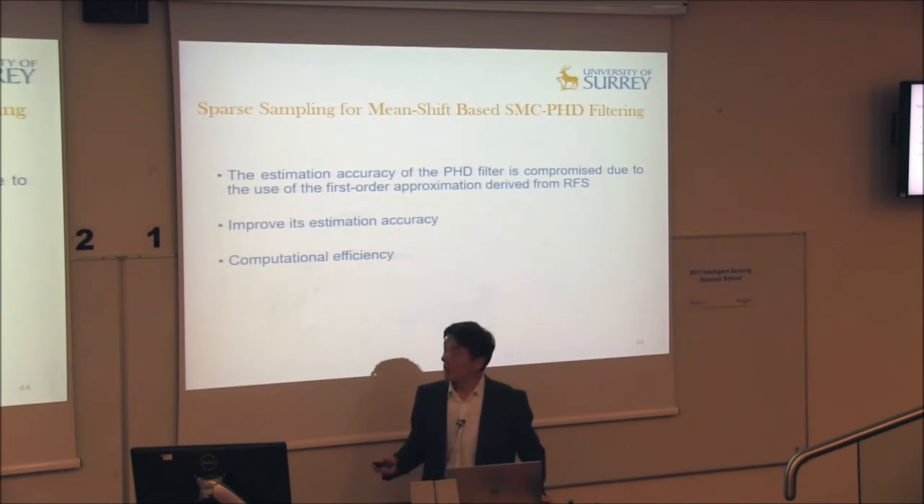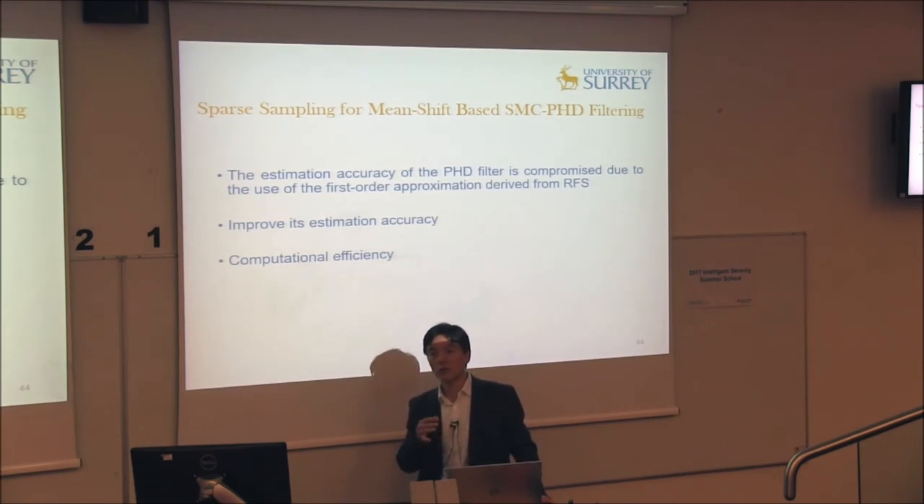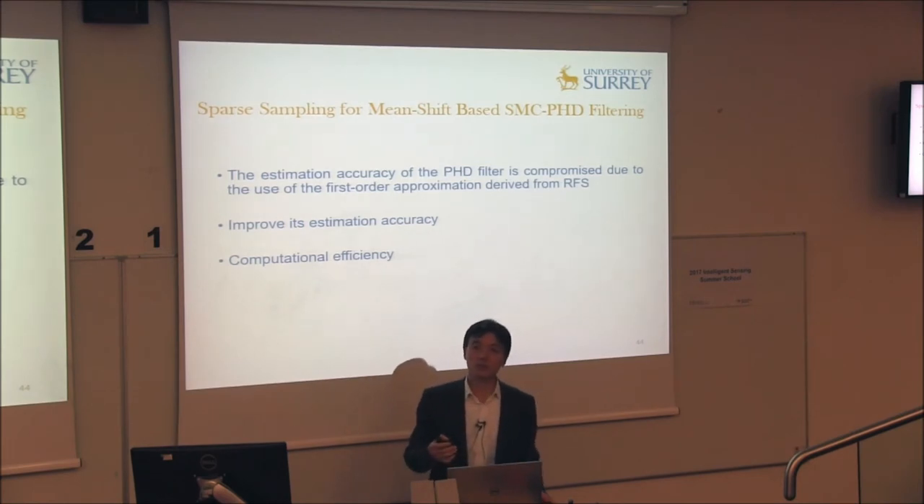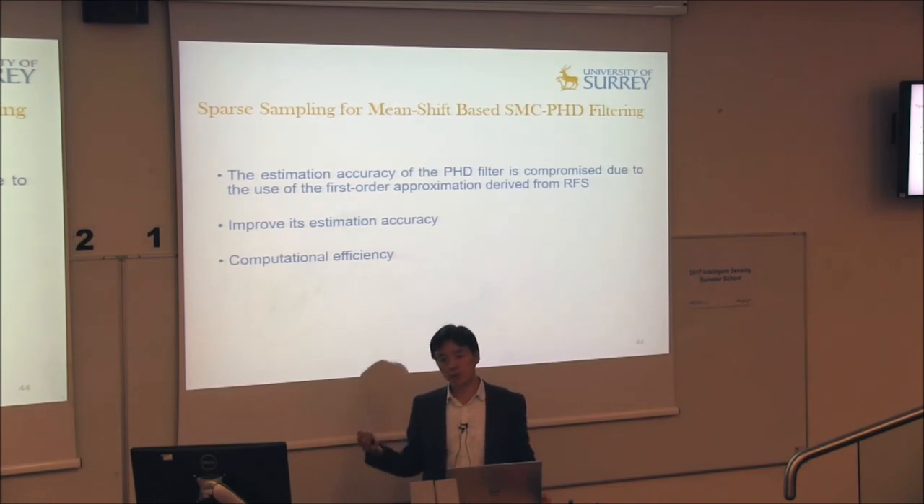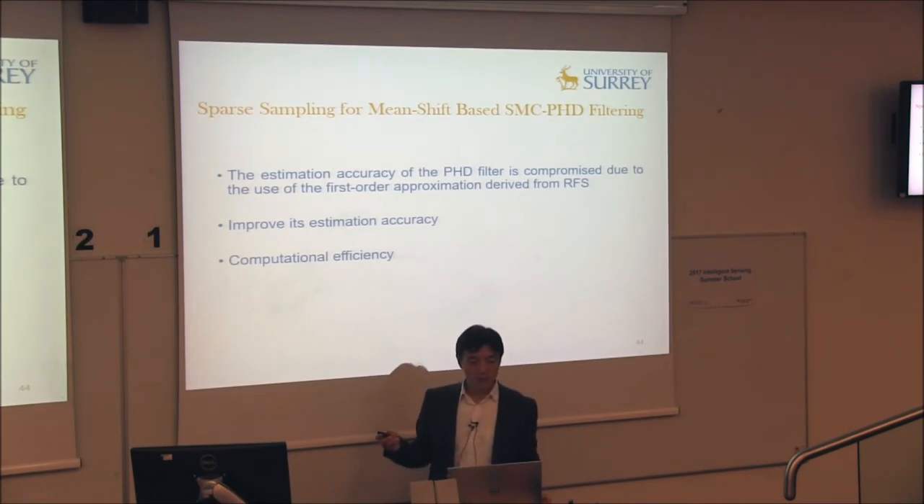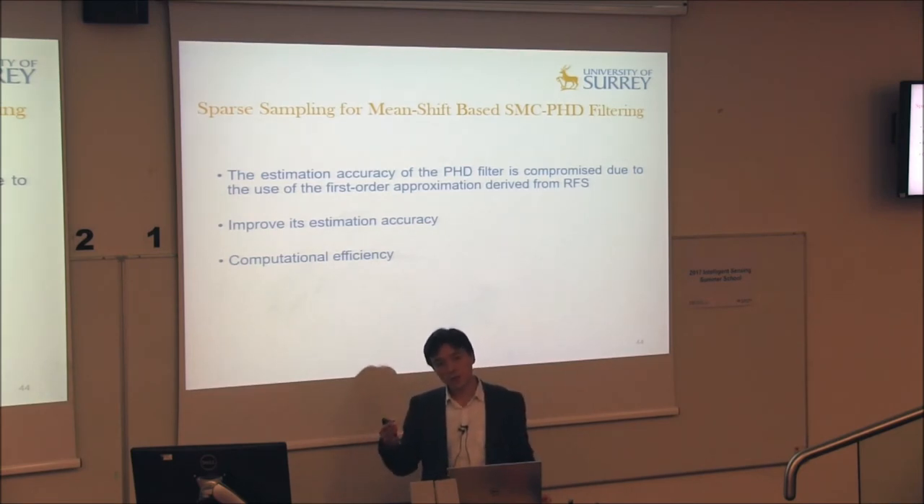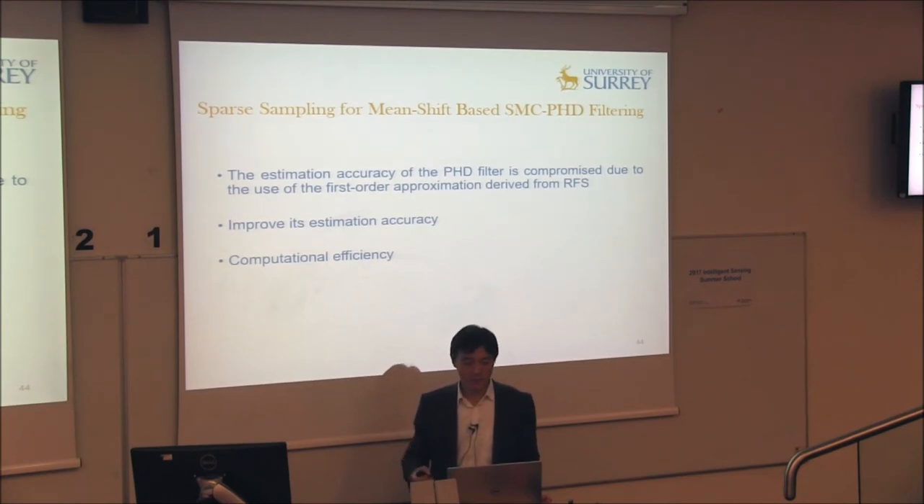And one of the issues, as I said, is that the PHD filter is an approximation of the random finite set. The random finite set could give you better accuracy, but the complexity is quite high. So for a larger number of speakers, you have to use a PHD filter. This comes with some sacrifice in terms of tracking accuracy. And one of the main focuses here is to try to improve the original PHD filter algorithms, at the same time with reasonable complexity.